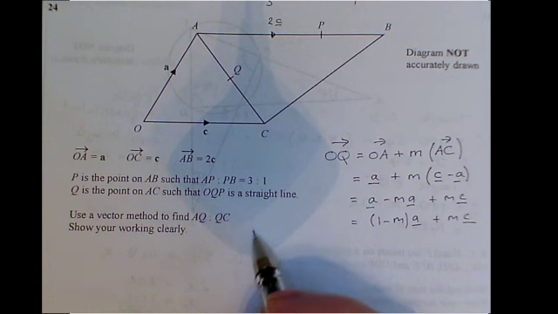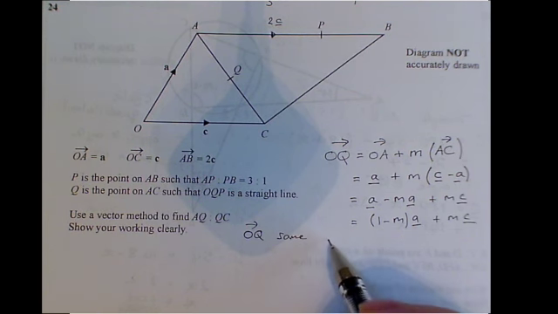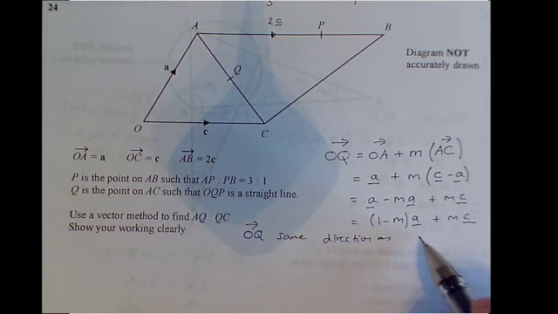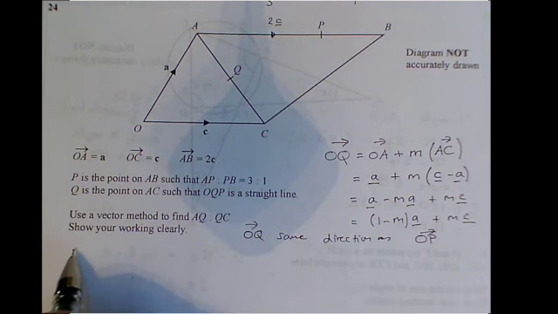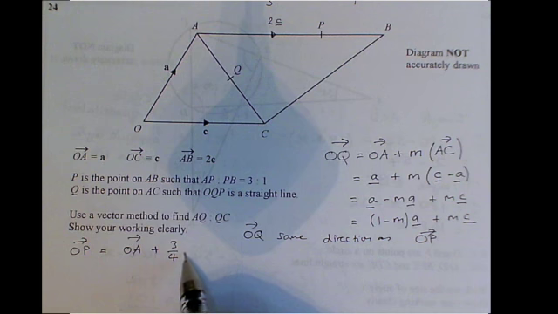Now O to P is a lot more promising. I think we've got more information about that. So I'm just going to tell the examiner what I'm up to. O to Q is the same direction, we're told, as O to P. They're a straight line. So O to P, that's like going from O to A and then 3/4 of the way along the line A to B. And we've been told, fortunately, how that's going to work.